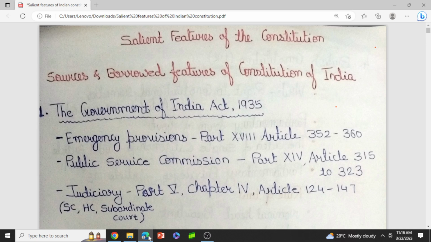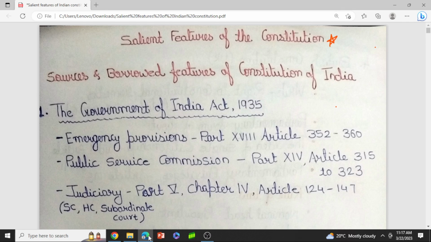I'm Lakshmi Kushwaha. So continuing our Indian Constitution series, today we are going to study the salient features of the Indian Constitution. Our Indian Constitution is borrowed; there are different sources from where the different features of the Indian Constitution are taken, and there are certain features that are different and separate from all other constitutions available in the world. So in today's session, we would be covering the salient features of the Constitution.